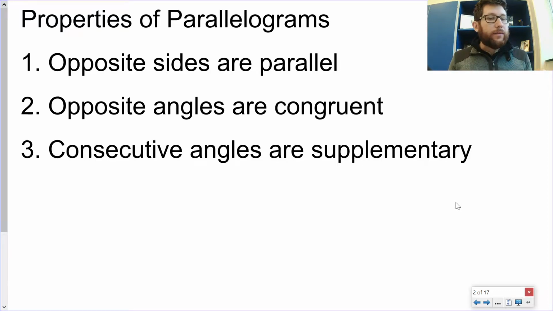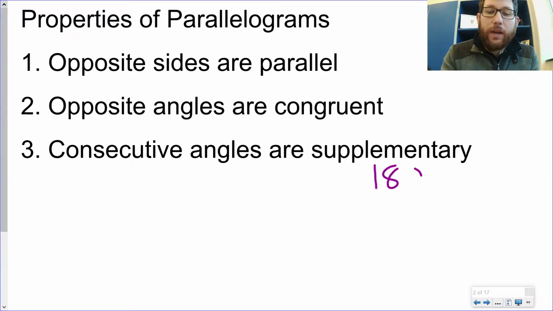Remember, consecutive is a fancy word for angles next to each other. Consecutive means back to back or next to each other. So angles next to each other are supplementary. And remember, supplementary means they add up to 180. Okay, so we'd add them together and set them equal to 180.